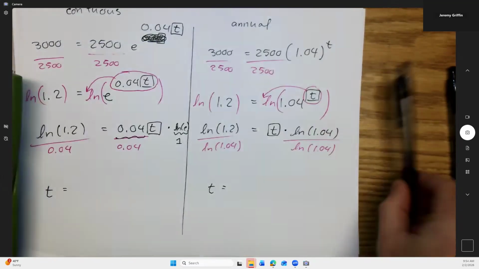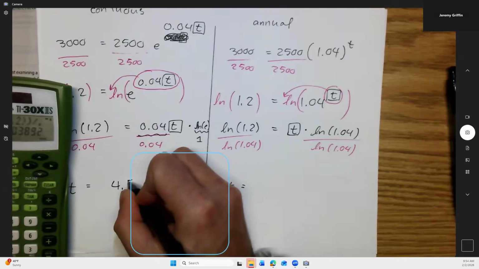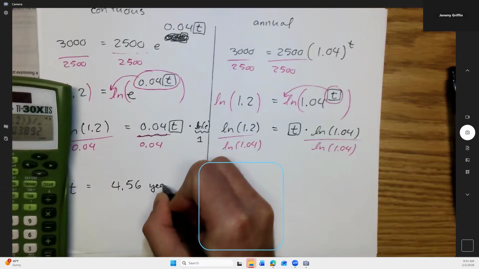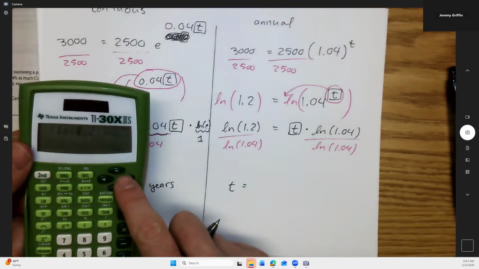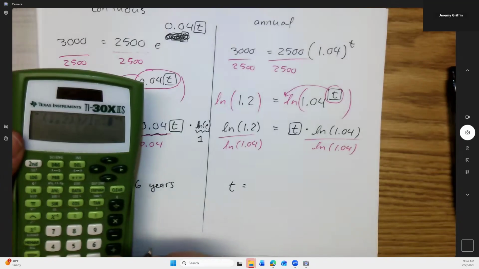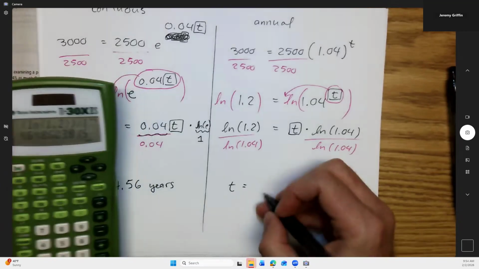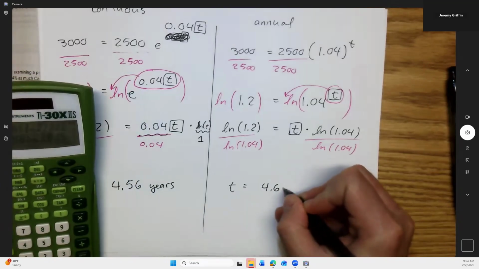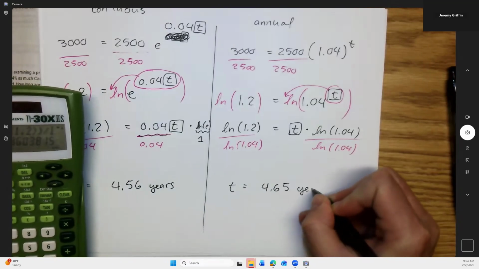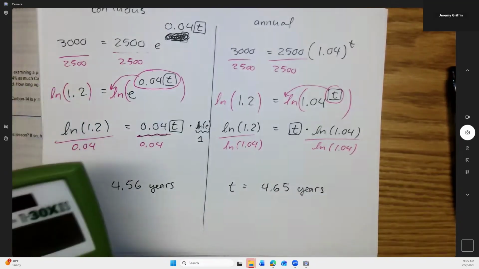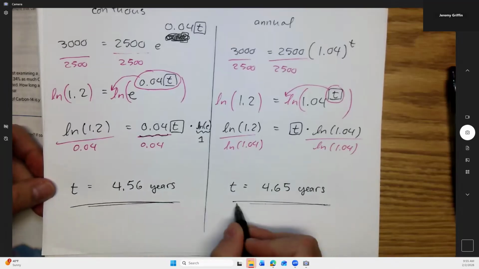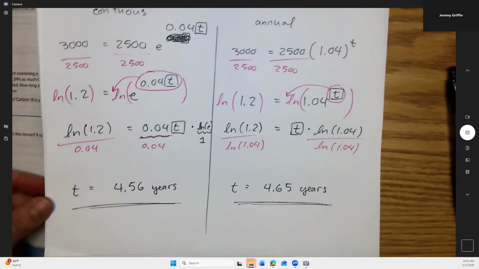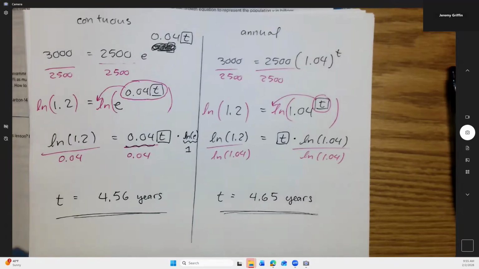I'm looking at 4.56 years with the continuous model, or natural log 1.2 divided by natural log 1.04, 4.65 years with the annual model. So about 4.5 years either way, 4.6 years either way. Not that different. You guys got that?